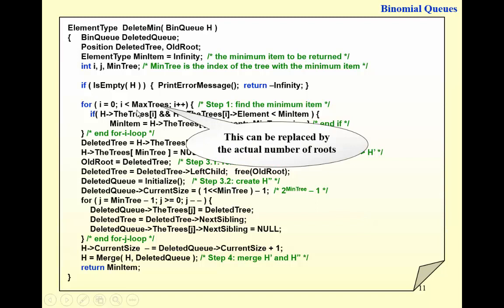One detail is that in this pseudocode, we are iterating from 0 to the maximum number of trees, and this can be replaced by the actual number of roots. Again, the question is, what is the actual number of roots? It's log n, right? It's the logarithm of the current size of h. But do we really need to calculate that logarithm? Certainly not. We can just do the same thing as we have done in the merge, right? Set up another variable j and you know what to do.